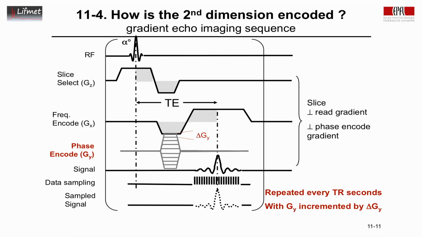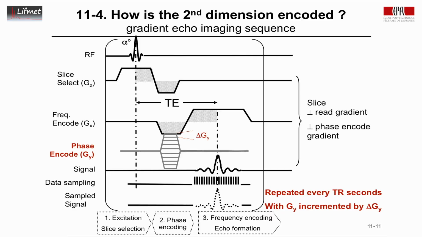So we are distinguishing three phases of the imaging sequence. The first part is excitation. Since all the spatial encoding is done on the transverse plane, we need to get the magnetization into the transverse plane. During excitation, typically slice selection is done. The next phase is phase encoding, that is the encoding of the second dimension, and then we have frequency encoding and echo formation, that is the encoding of the first spatial dimension.